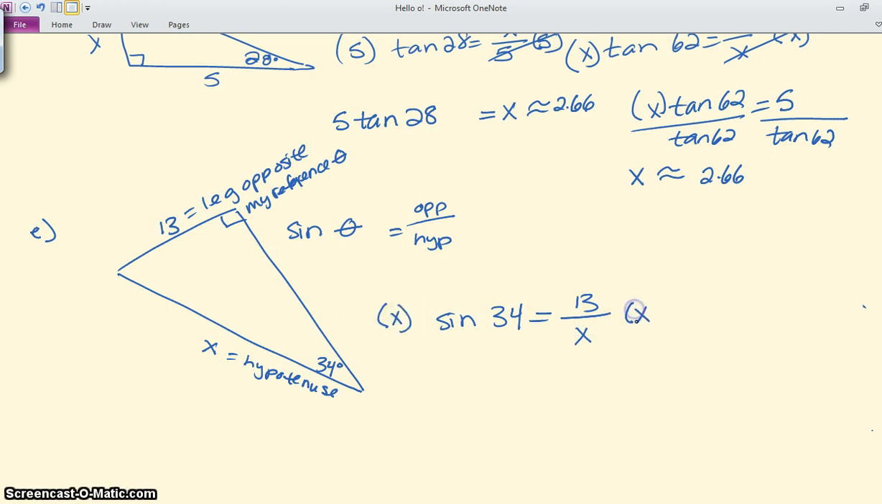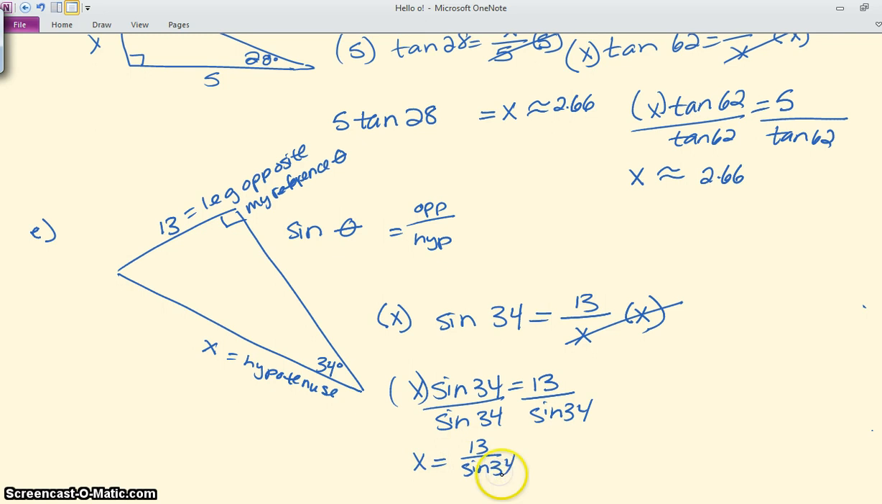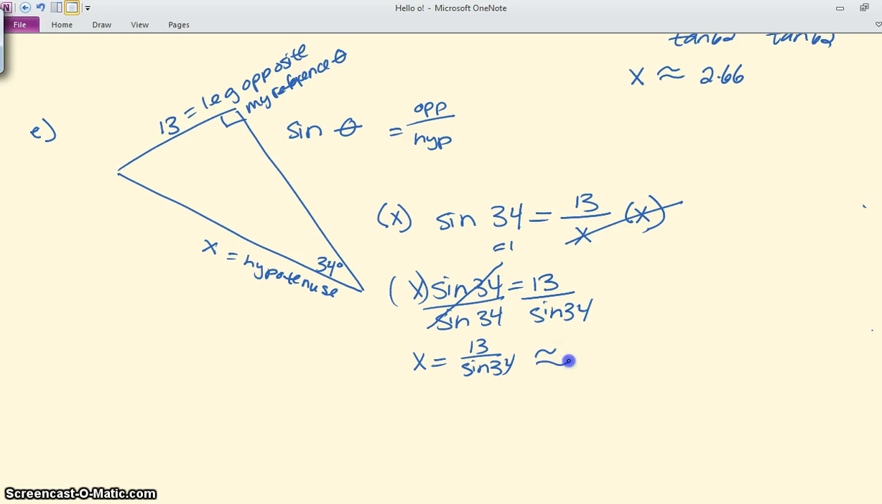Multiplying both sides by x. X multiplied by the sine of 34, which is just the ratio of the opposite leg to the hypotenuse, equals 13. I need to divide both sides by sine of 34. Each of these steps needs to be documented in your work. X equals 13 divided by sine of 34, because sine 34 over sine 34 equals 1. And x is approximately 23.25, 23 1/4.